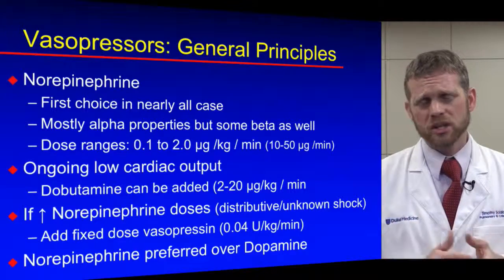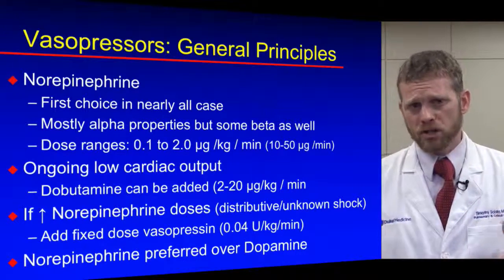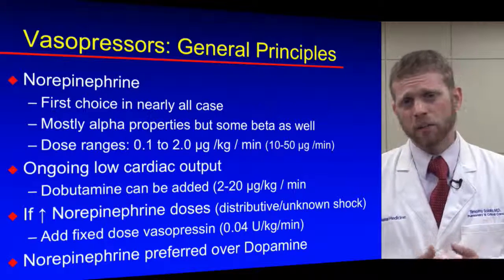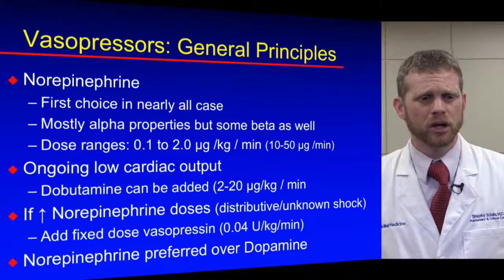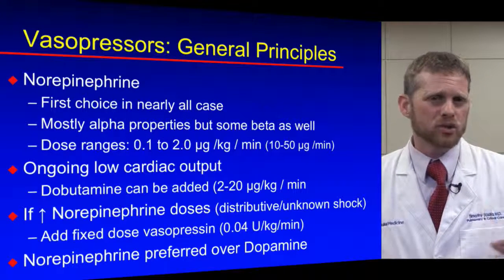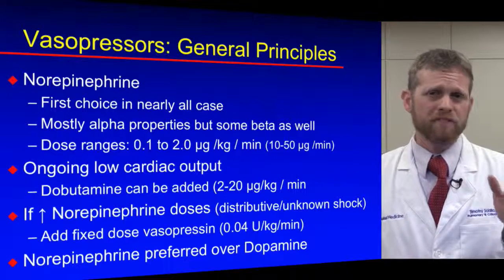The unusual circumstances where you might consider dopamine is people with severe pulmonary arterial hypertension at baseline, or people with profound bradycardia. You might consider starting dopamine over norepinephrine, but even in those cases, you could try norepinephrine and see what happens.